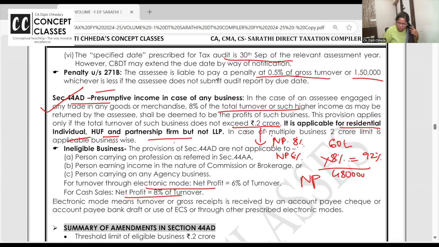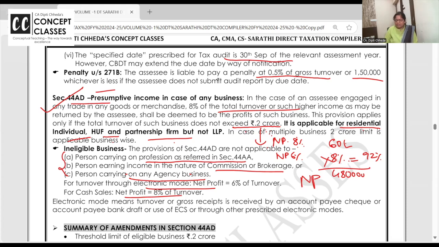44AD provision is not applicable for a person carrying on a profession, interior decorator and all, because for them 44ADA is there. And one more has come, right? Person carrying on commission and brokerage business, or person carrying on agency business. It is not applicable to these three. You got what is 44AD?